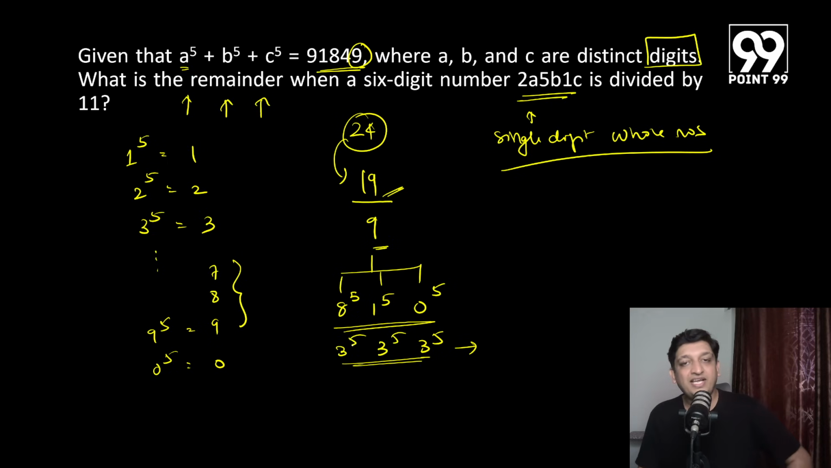So 3 raised to 5 is 3, 3 3s are 9, 3 9s are 27, 3 27s are 81, 3 81s are 243, and into 3 will give me 729, which is way less than wherever we are here. Similarly, 8 raised to 5, 1 raised to 5, 0 raised to 5 will be a significantly larger number.